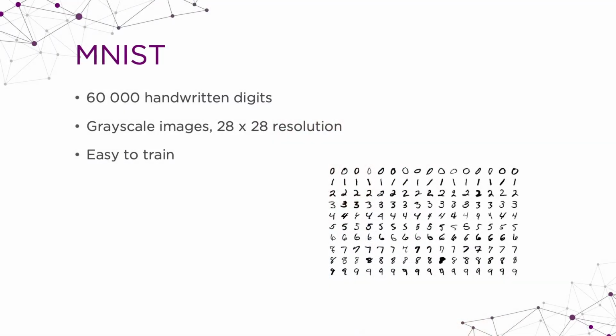The one that we've seen over and over, of course, is MNIST. In the case of MNIST, we have 60,000 handwritten digits. They're all grayscale images, 28 by 28 resolution, so relatively small images. And this is a very easy to train network. What I mean by easy is that most architectures that you will throw at it these days, you'll be able to get some decent accuracy with it.